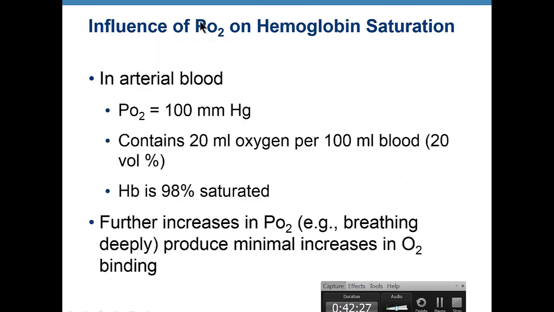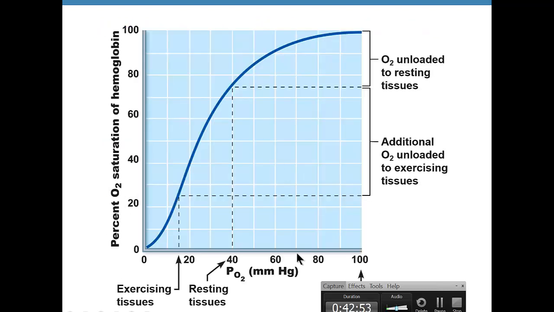So let's look at this in a little bit more detail. In our arteries, we have a PO2 of 100, and hemoglobin is 98% saturated. So if we increase our PO2, like by deep breathing, that's not going to cause a lot more binding. So let's look up here. If my PO2 is 100, I'm fully saturated. So any more extra oxygen coming in, I'm fully saturated.